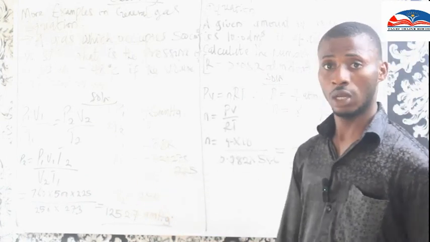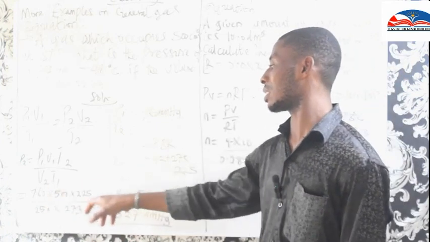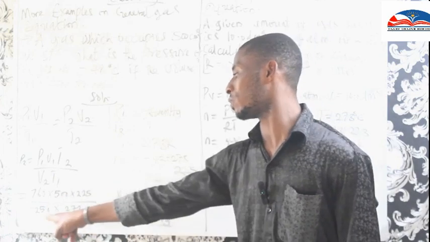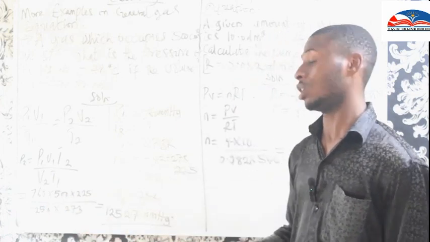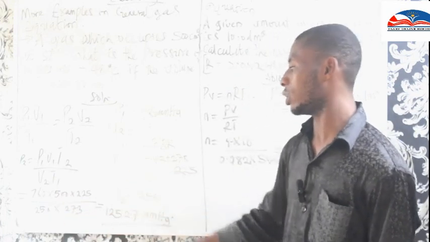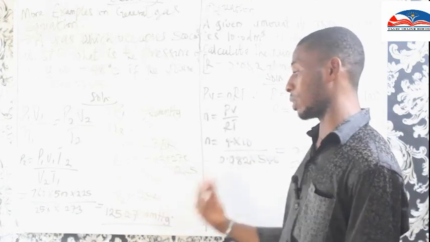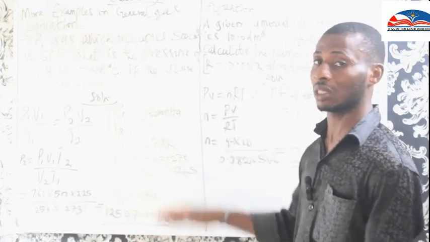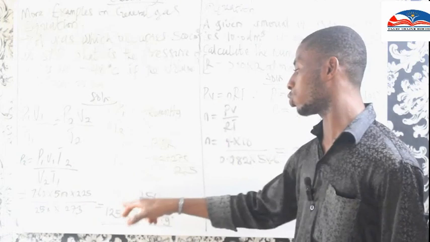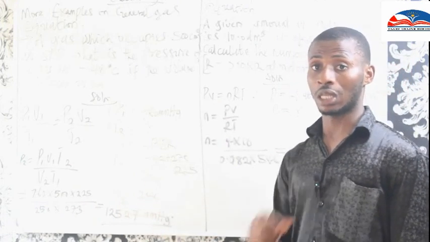1252.7 millimeter mercury. How will you press to get this? Don't go and press 760 times this times this times this and divide by 250 times this. Do it another way. Calculate 760 times 500 times 225 out and write it separately, and calculate 250 times 273 out and write it separately. Then divide the two, and you get 1252.7 millimeter mercury. If you didn't do it that way, you get another reading.